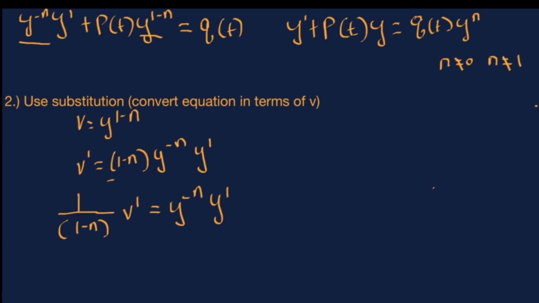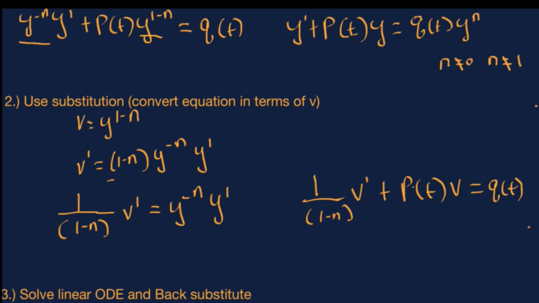So now we can substitute this into our equation. So our equation becomes 1 over 1 minus n times the derivative of v plus p of t times v is equal to q of t. So what we have here is a linear first order differential equation in terms of the function v. So we can solve it and then back substitute to get our solution in terms of y.